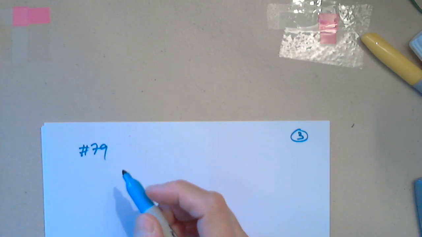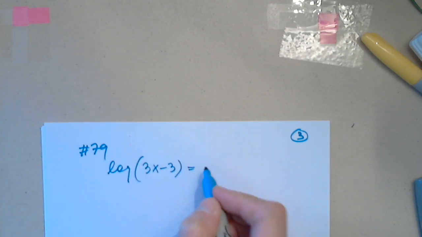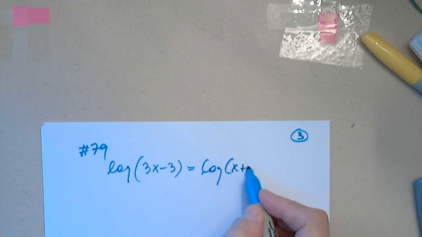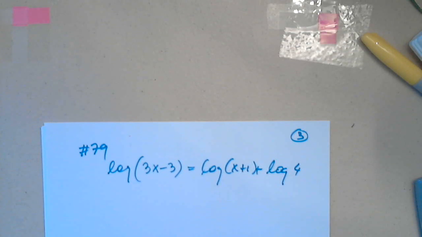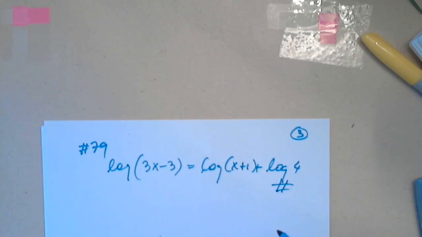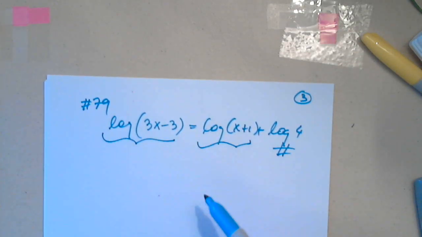In 79 we have log of 3x minus 3 equals log of x plus 1, plus log 4. I'm checking: 3x minus 3, yes; log x plus 1, yes; plus log 4, correct. Good, so we see two functions. This is a number. I'm not going to state a restriction on a number, but I have to state a restriction for each function before I condense. So what is the restriction on the first function? What do I have to write?